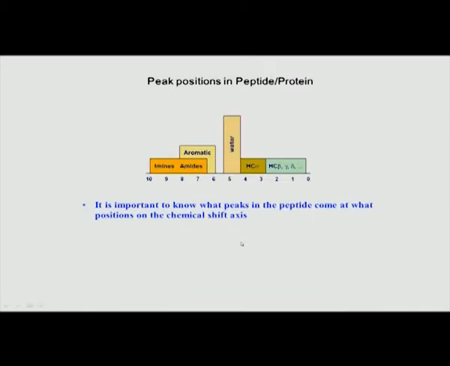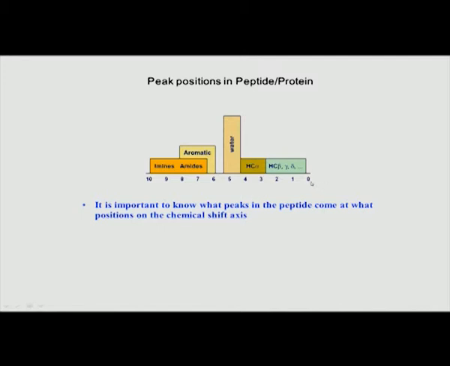So, now let us move ahead. Suppose I record a 1D spectrum of a peptide. What kind of spectrum do I expect to get, and what are the different chemical shift values? This is just a schematic. Down the line we will see a real 1D NMR spectrum of a peptide, but right now this is a slide telling you the rough positions where the different functional groups in the peptide will come.